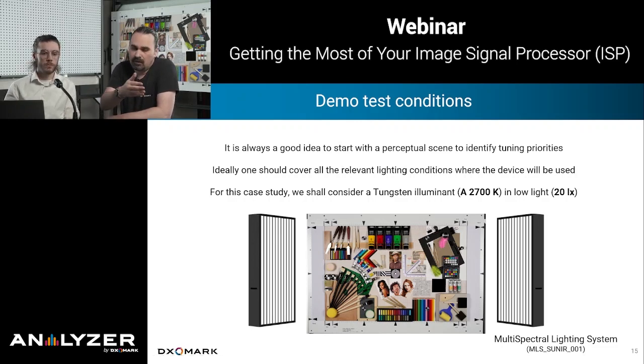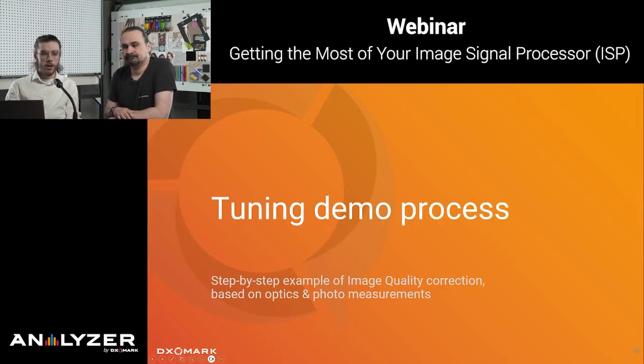Of course, when you do a tuning, you have to do a variety of conditions, but to fix our ideas and to keep it reasonably manageable in a presentation, we're going to do our examples in one lighting condition. The spectrum we have chosen is the tungsten, which is a black body emitting at 2700 Kelvin. And as a lux level, we put 20 lux, which is a low light condition. We chose this because it's a bit more challenging than other conditions. So we set up everything: our lights, our charts, our IQ software, and our camera module. We take the first picture, and that's what we get.